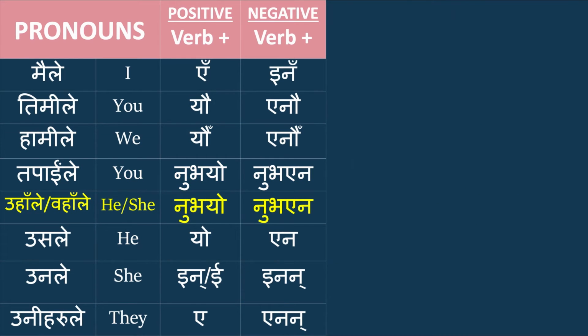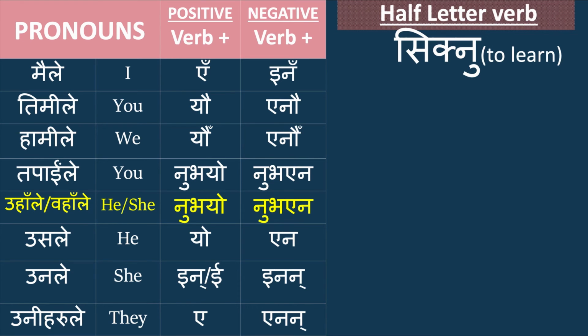Now let's do for उहाँले. You can see here उहाँले is he, उहाँले is she. It's not like that. You can use it for anyone, he or she. उहाँले also means he and she. Let's do again an example of half letter सिक्नु.